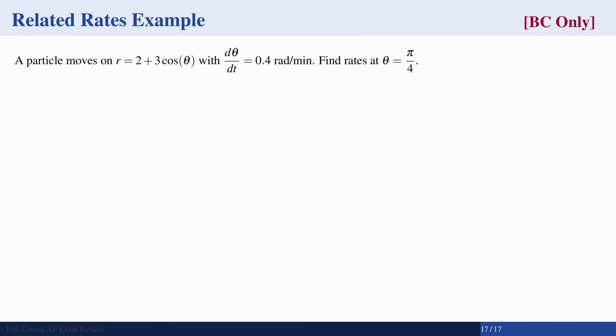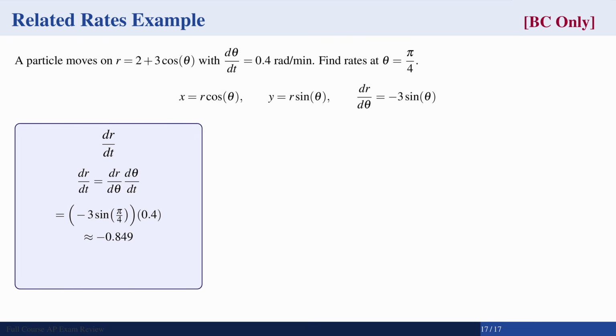Okay, so let's finish talking about polar here with a related rates example. We've got a particle moves along r equals 2 plus 3 cosine of theta with d theta dt is equal to 0.4 radians per minute. So what we're going to do is we're going to find dr dt, dx dt, and dy dt. And so I'm just going to kind of show you the work. dr dt, we have dr d theta times d theta dt. dr d theta is just -3 sine of theta, so we plug in pi over 4. Then d theta dt is 0.4. We multiply them, we get about -0.849.